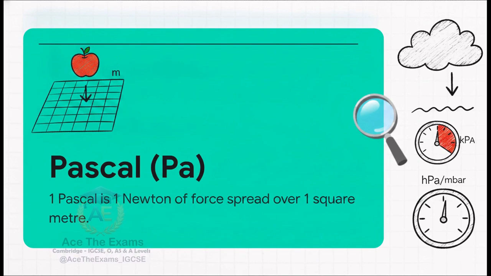Now, examiners love to test your conceptual understanding of this unit. A Pascal is incredibly small. Imagine spreading the weight of a tiny apple over an entire square meter of floor. That is about 1 Pascal. Because it's so small, practical applications use the kilopascal. Standard atmospheric pressure is a massive 100,000 pascals. Keep these scales in mind when you're evaluating if your calculated exam answer actually makes logical sense.